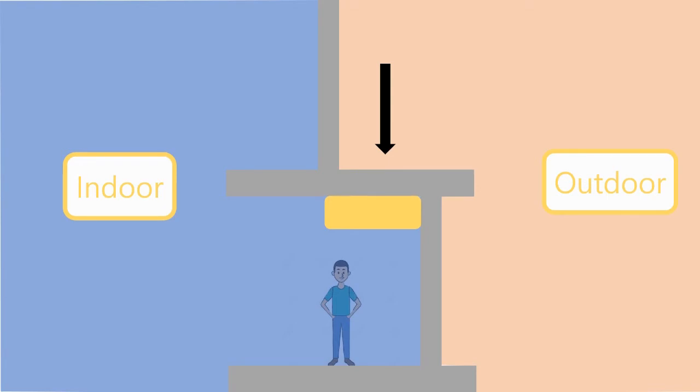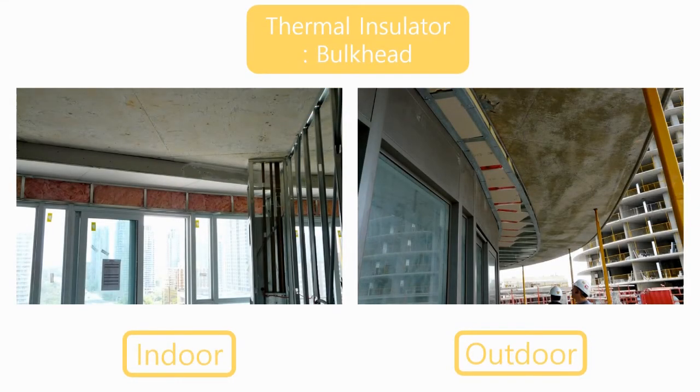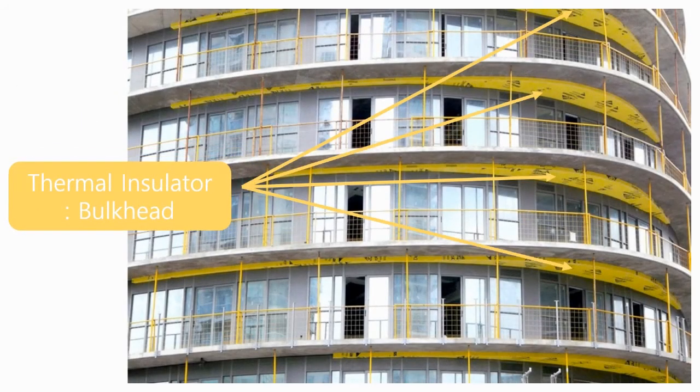In this situation, the lower floor is exposed to the outside. The insulator is attached to the ceiling inside and outside. Overall, you can see that the insulator is attached to each floor.